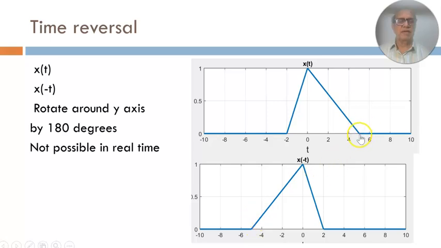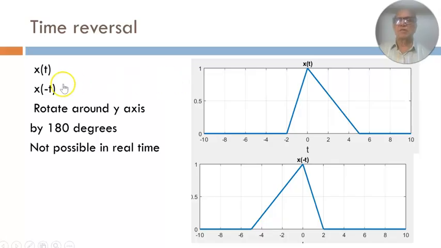So instead of ending at plus 5, it starts from minus 5, and instead of starting from minus 2, it ends at plus 2, and these are the values. So this is what we mean by time reversal. Don't confuse this with the amplitude inversion.